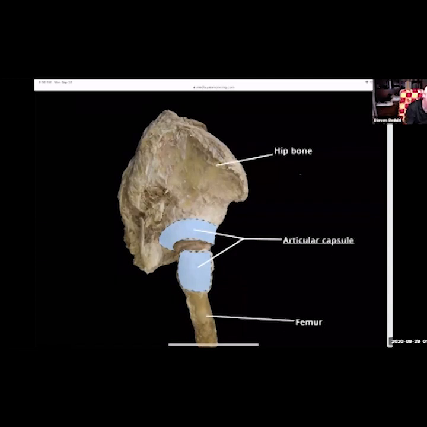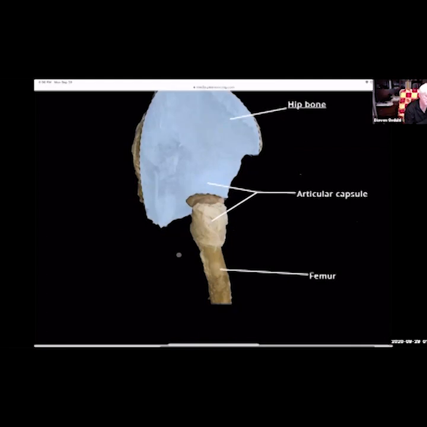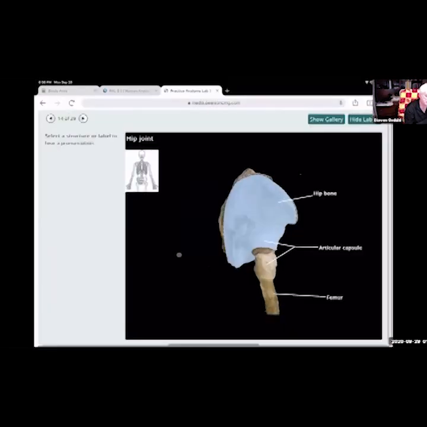And this is the femur bone. And the head of the femur bone articulates with the acetabulum of the pelvis here. So you got the hip bone, you got your articular capsule surrounding the joint, and you got your femur bone.